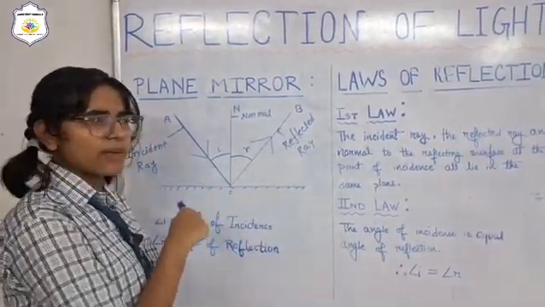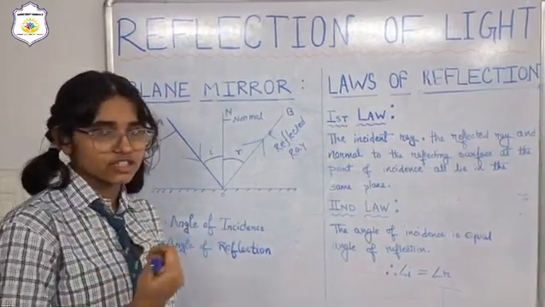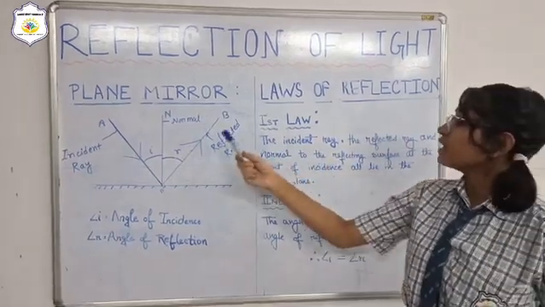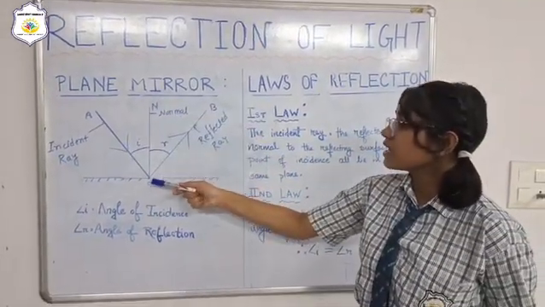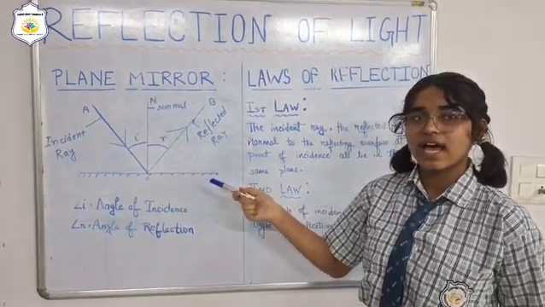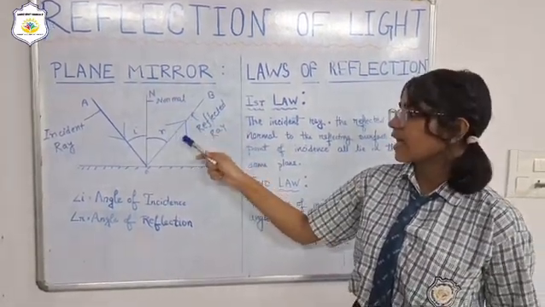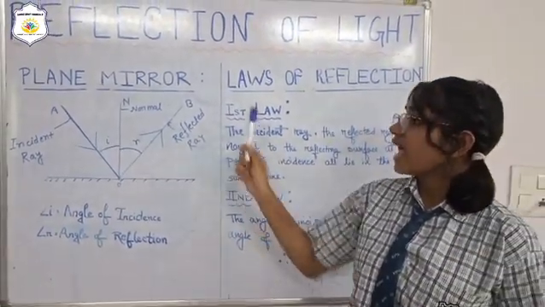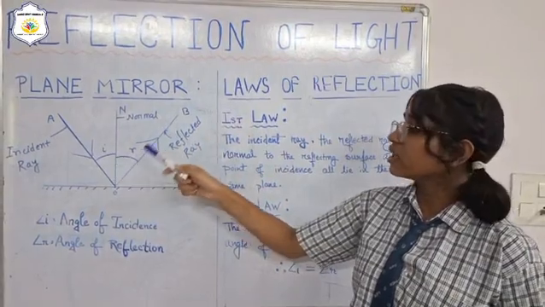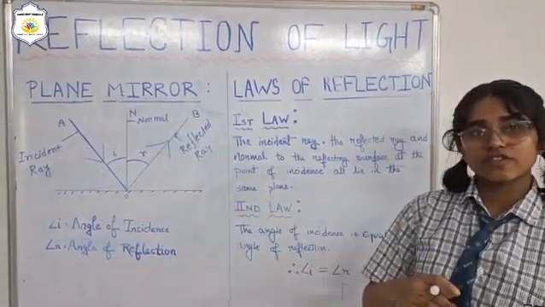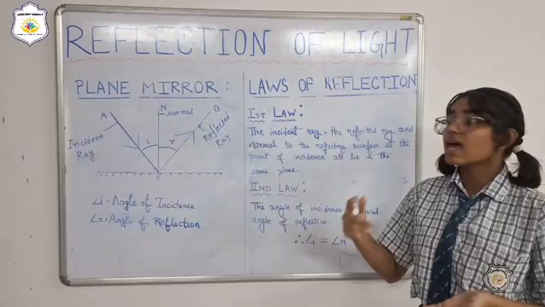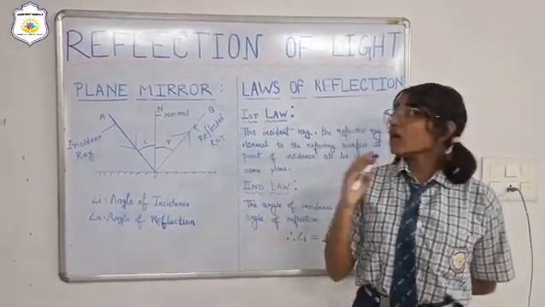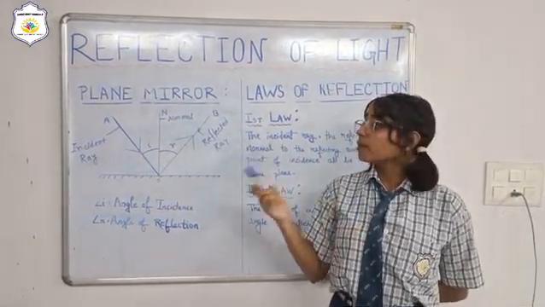So from this diagram we can conclude two laws of reflection. The first law of reflection states that the incident ray, the reflected ray, and the normal to the point of incidence on the reflecting surface are all in the same plane. That we can see from this diagram. And the second law concludes that the angle of incidence is equal to the angle of reflection. That is, if the angle of incidence increases, then the angle of reflection will also increase, and vice versa.